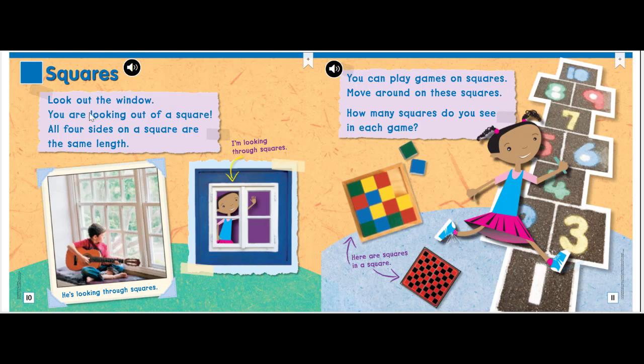Squares. Look out the window. You are looking out of a square. All four sides on a square are the same length. Your window might be a rectangle. You can play games on squares. Move around on these squares. How many squares do you see in each game? So you can count these squares on the hopscotch. We also have checkers in this game.